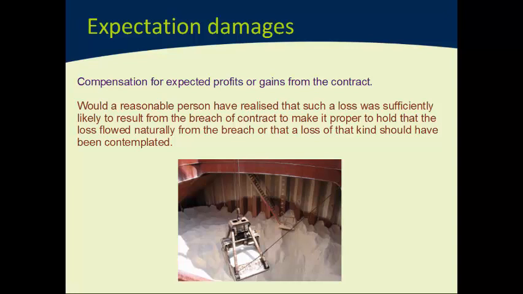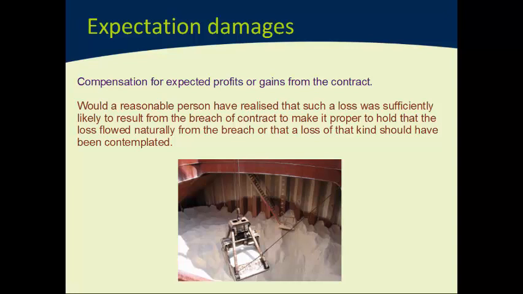Is that good enough? Because in your mind, you weren't just going to get $800 worth of electronic goods. You were going to get a $2,000 TV for that $800. So if they just give you your money back, you get an $800 value. If they give you a new TV, you get a $2,000 value. There's quite a difference there, isn't there? That's really what expectation damages are all about.